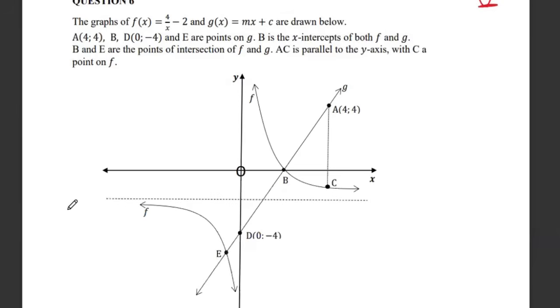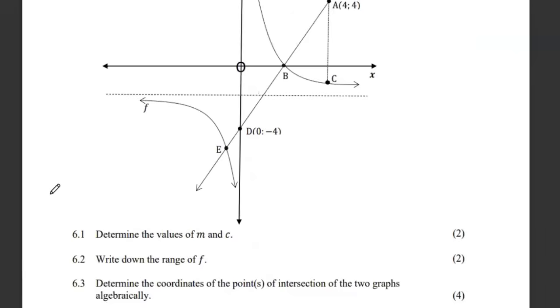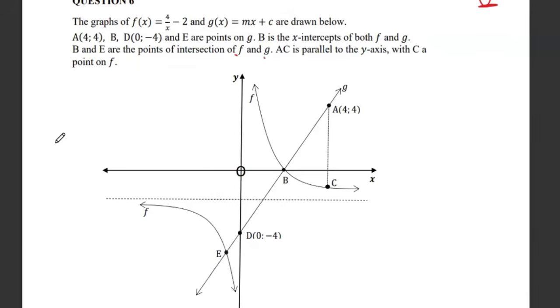Question number 6. The graphs of f of x equals 4 over x minus 2, and g of x equals mx plus c are drawn. A is (4; 4), B is unknown, D is (0; -4), and E are points on g. B is the x-intercepts for both, and then points of intersection of that. AC is parallel to the y-axis. Determine the values of m and c.